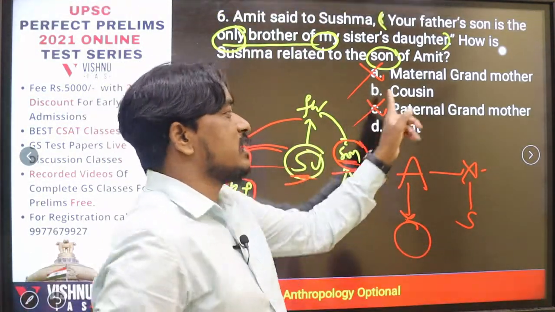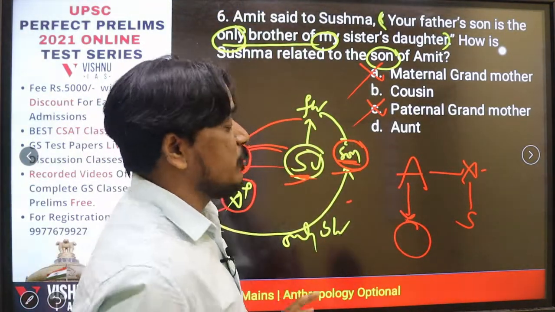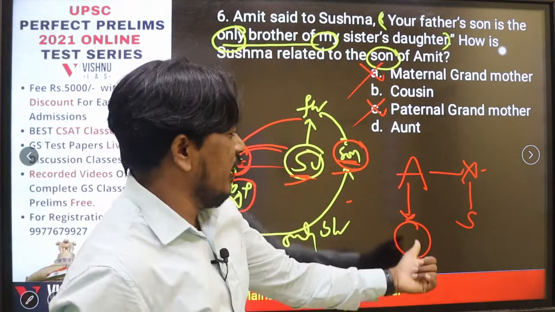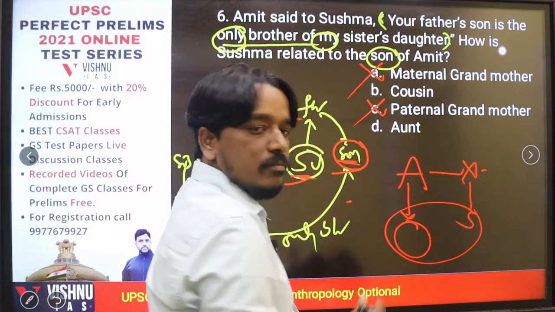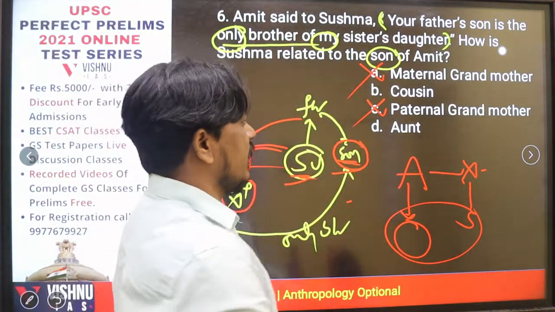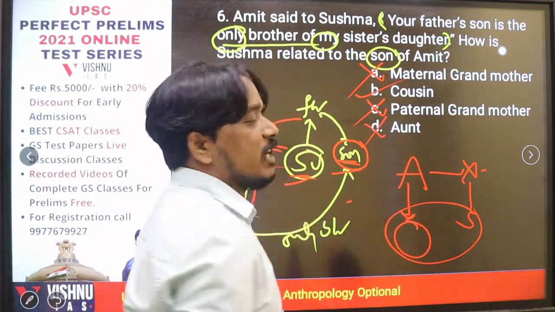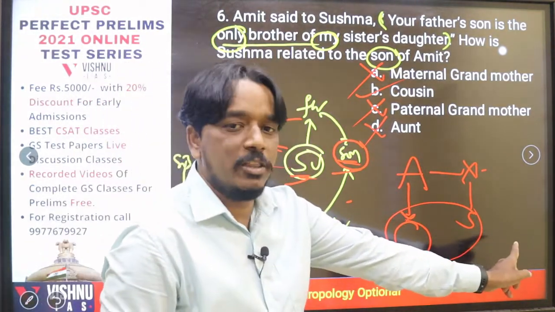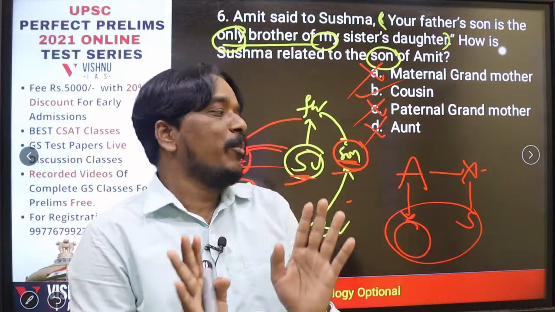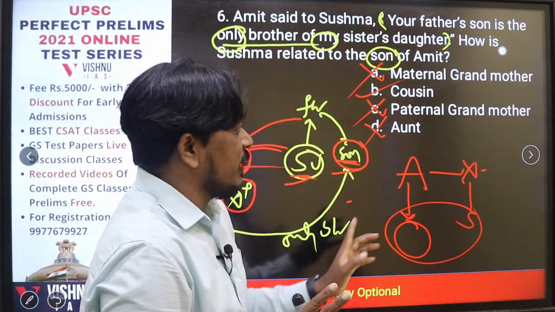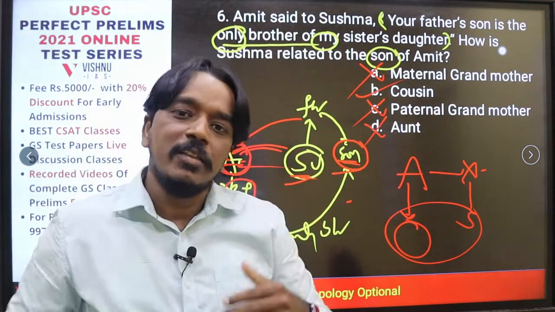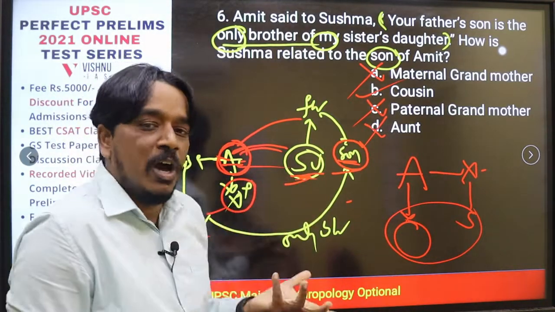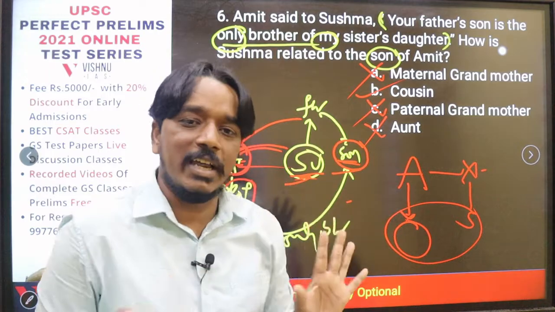We have only two options, cousin and aunt. Aunt is not possible because aunt means one generation gap should be there, but here we have the same generation. Same generation means you can directly take the option; we are left with cousin. Amit's son to all the remaining persons, you will get only the cousin relation. But don't worry about the gender here, because they have given only cousin, not cousin brother or cousin sister. Even if you don't know the gender of Sushma, you can directly take cousin as the correct answer.